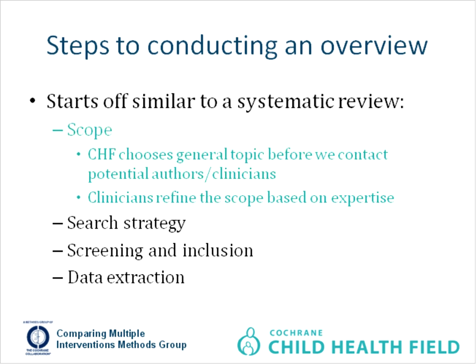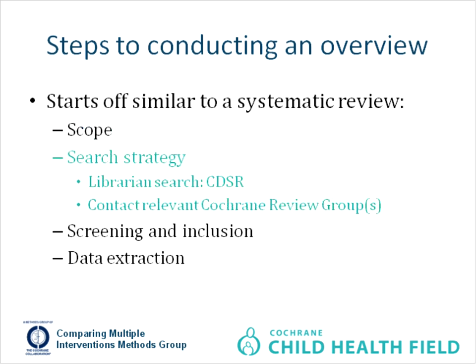So for the scope, what the child health field does is we choose a general topic before we contact potential authors who are experts on the topic and who know the field well. The clinicians then refine the scope based on their expertise, and this generally requires the clinicians to pre-specify the PICO, so the population, intervention, comparison, outcomes. Lynn already discussed this briefly, and I'll go into a bit of detail on this later on.